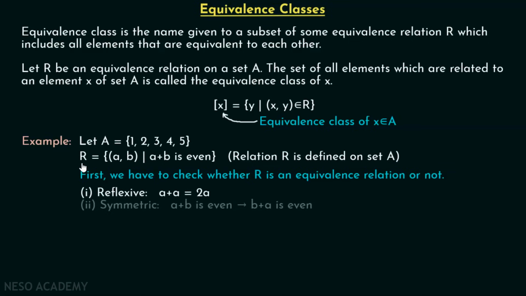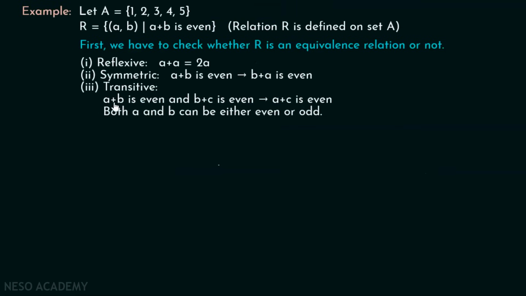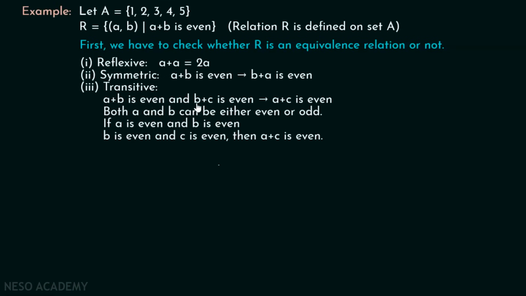Let's check the symmetric property. a plus b is even implies b plus a is even. We know that if a plus b is even, then b plus a must be even. Let's check the transitive property. a plus b is even and b plus c is even implies a plus c is even. Both a and b can either be even or odd. If a is even, then b has to be even in order to make a plus b even. And if b is even, then c has to be even in order to make b plus c even. Therefore, a plus c is even.